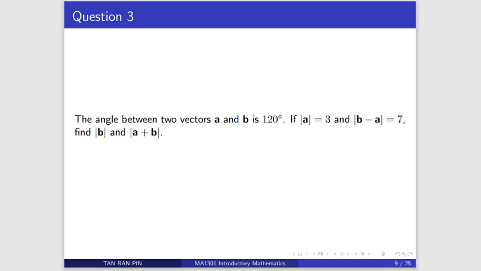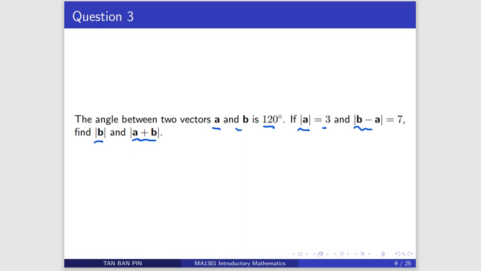In this question, we are given the angle between two vectors A and B is 120 degrees, the magnitude of vector A is 3, and the magnitude of B minus A is 7. You are supposed to find the magnitude of B and the magnitude of A plus B. I will show you two different solutions.